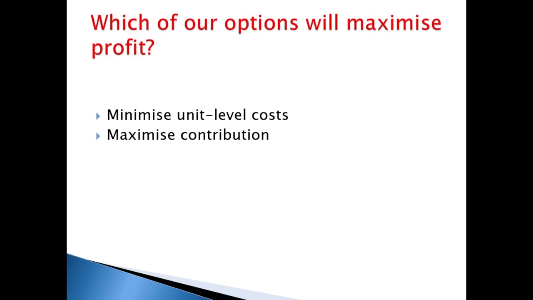Right, moving on to the next question, which of our options will maximise profit? Now, as we've seen, for many operating decisions, the non-unit level costs won't change, so we can ignore those in the short term. And we can seek to minimise the unit level costs or maximise contribution. In order to do that, obviously you need to know what we mean by contribution.